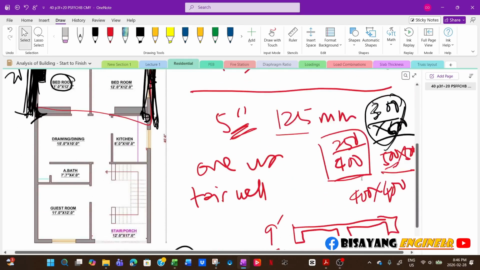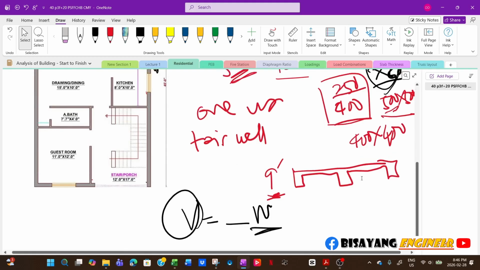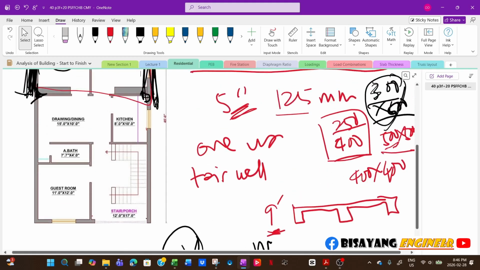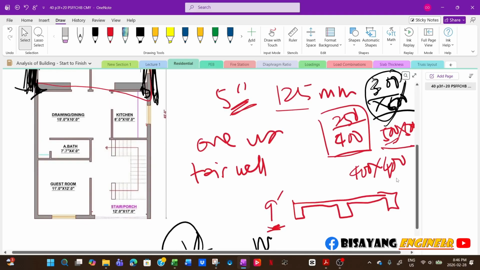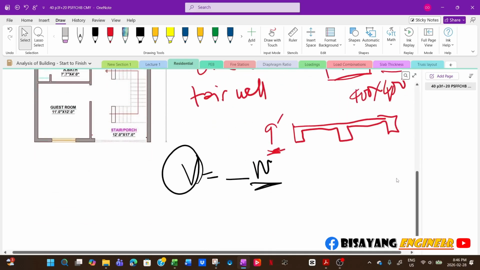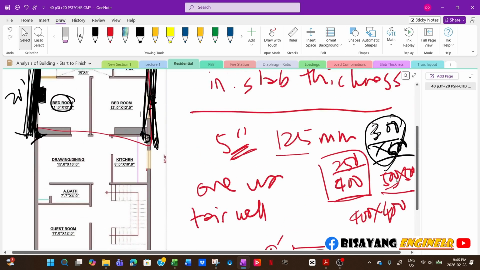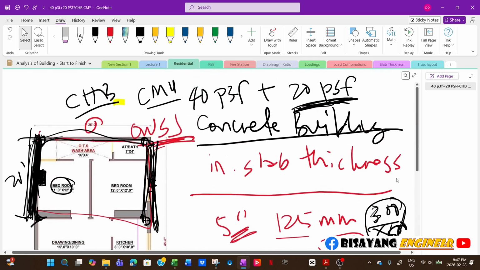I think that's it for now for the concrete framing. And then in the next video we will discuss the same building if it is a wood frame and steel frame.